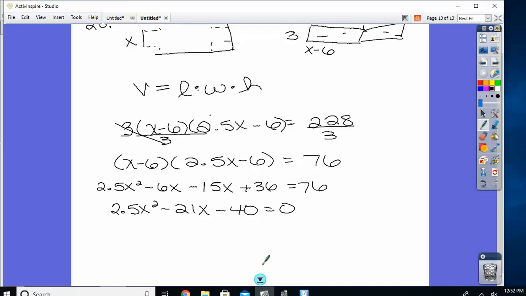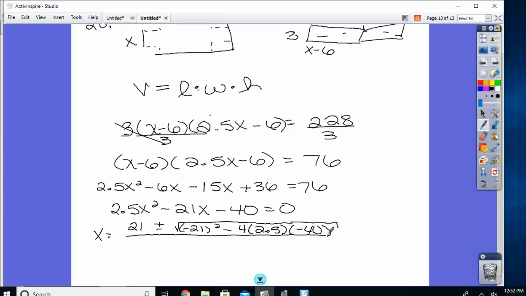Is this one I could easily do box method on? Okay, so what do we need to do instead? Quadratic formula. So x equals opposite of b, so that would be a positive 21, plus or minus the square root of b, negative 21 squared, minus 4a is 2.5, c is negative 40, over 2a, 2 times 2.5.